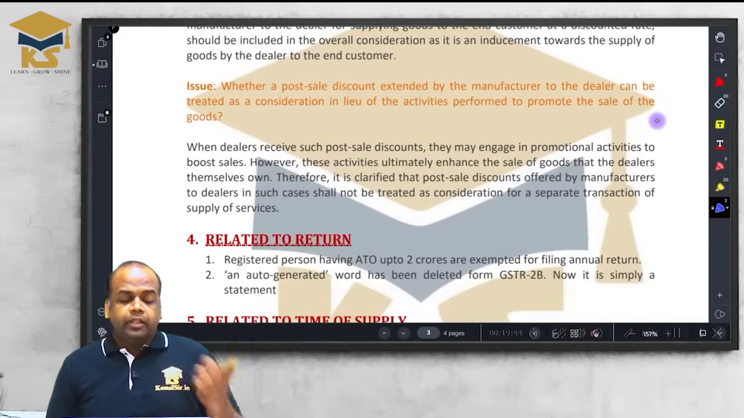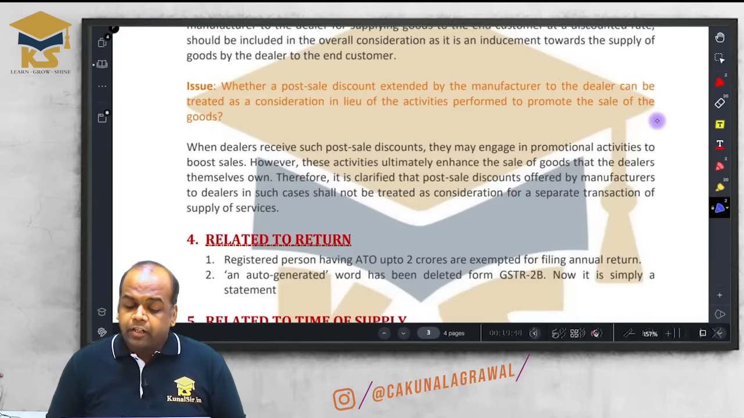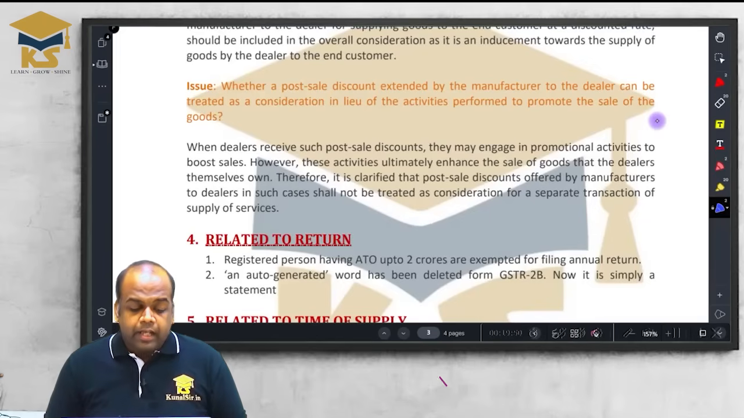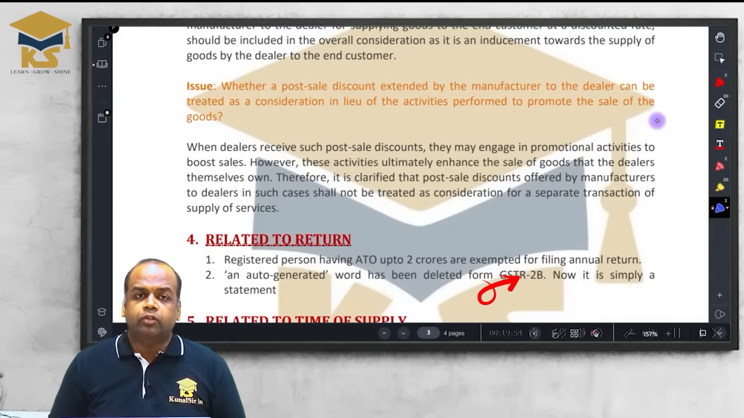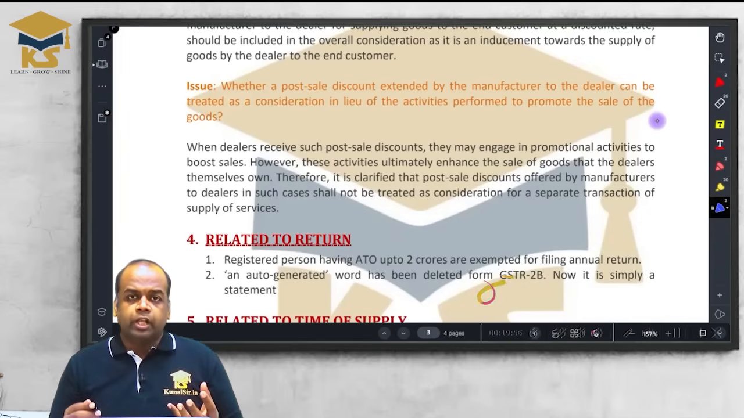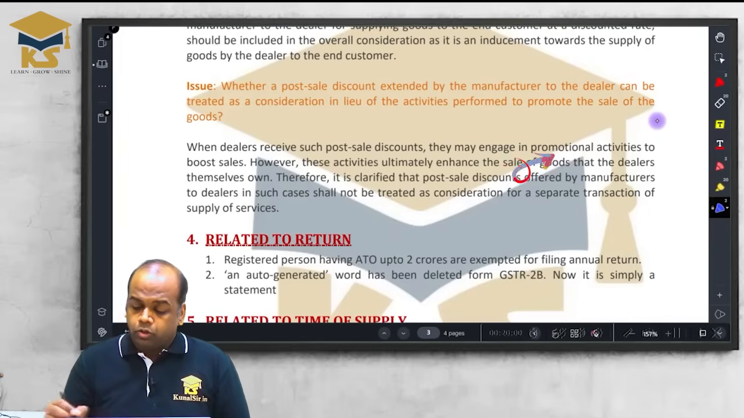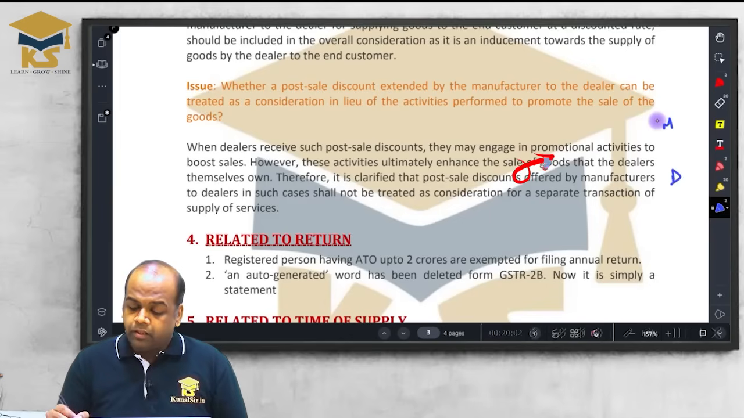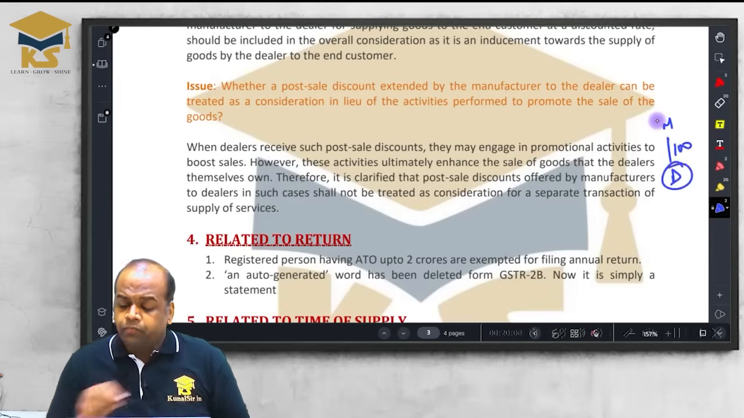Now, issue number 3. Whether the post-sale discount extended by the manufacturer to dealer can be treated as consideration in lieu of activities performed to promote the sale of goods. Now, dealer will promote the goods, right? Will do advertisement, will do marketing campaign and all. So, manufacturer and dealer. Now, manufacturer is providing, say, 100 rupees commercial credit note to dealer. So, whether it is an income of dealer or not.